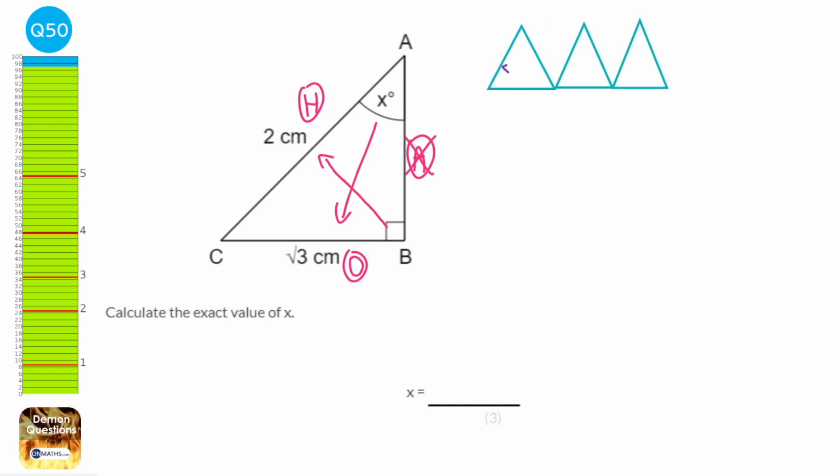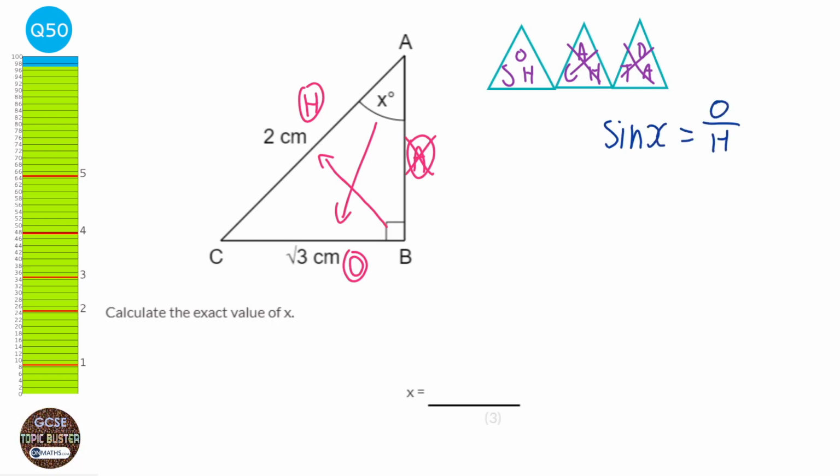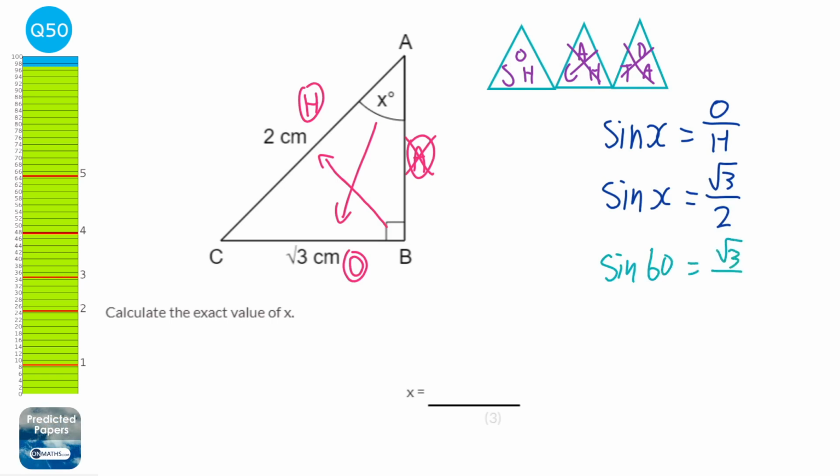And so we've got SOH, CAH, TOA. And we've just crossed out the adjacent, so we don't need this one and we don't need this one. And we're going to end up with SOH, which is short for sine of the angle equals opposite over hypotenuse. The angle is marked as x, so sine x equals √3 over 2. You need to know from memory that sine 60 is √3 over 2. And notice here that x therefore is going to equal 60.